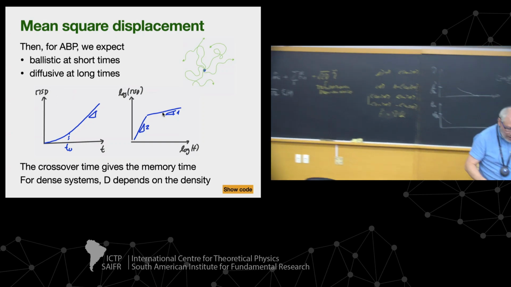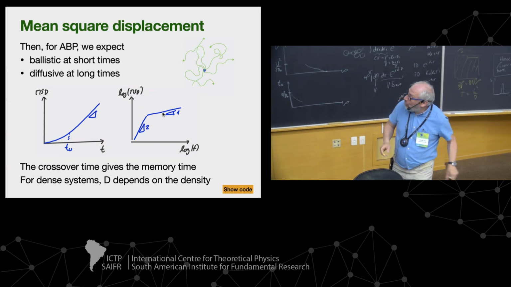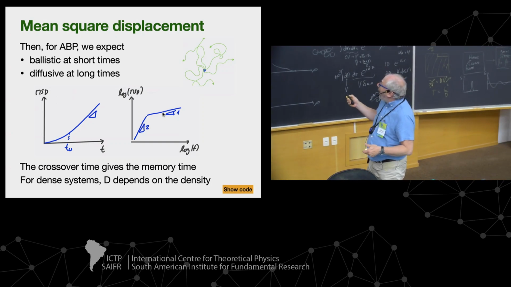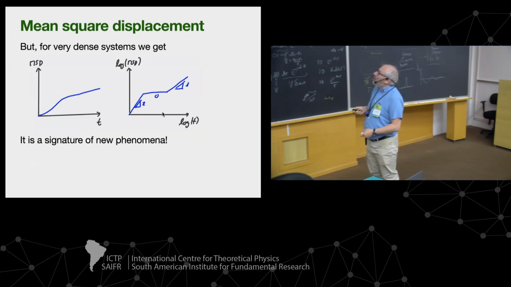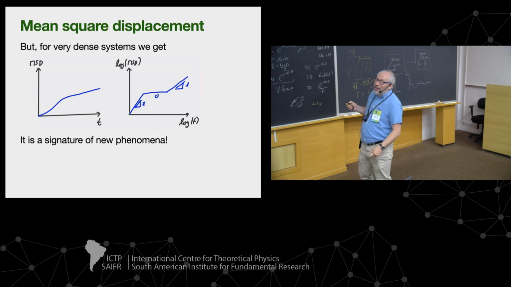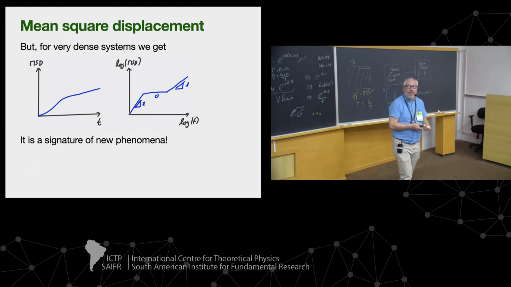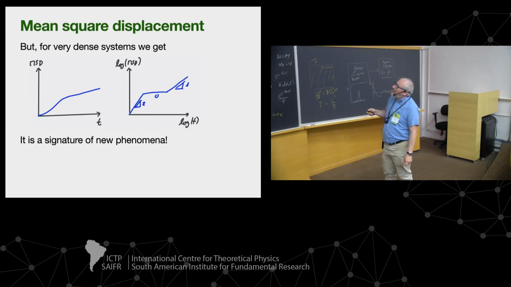Okay, so this is what you get for AVPs. Actually, nothing very new, but you can get new things. For example, if you go to very dense systems, the MSD looks like this. You don't see very much of what's going on. But if you take the log, it looks like this. So clearly a ballistic regime, clearly a diffusive regime, and something in between.